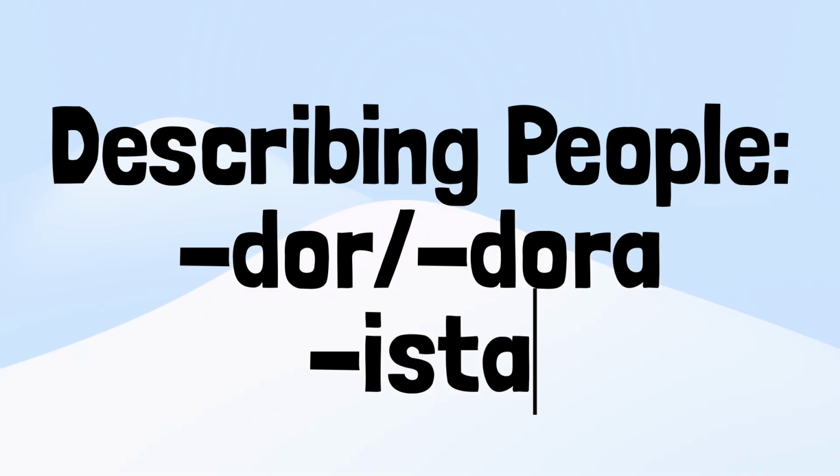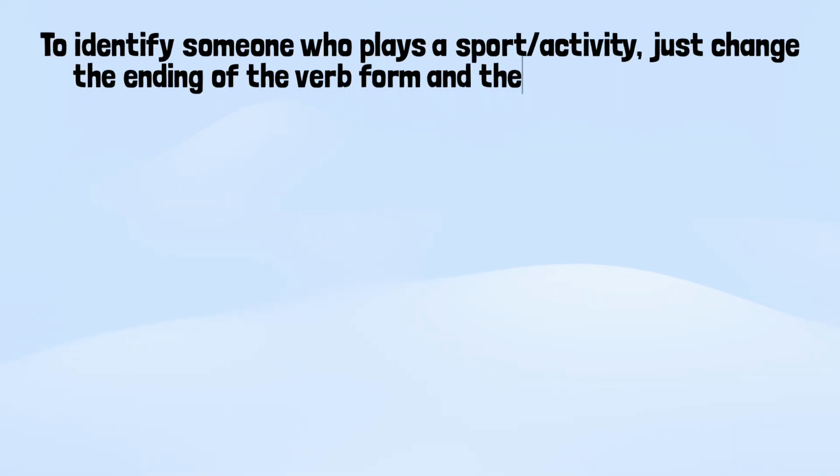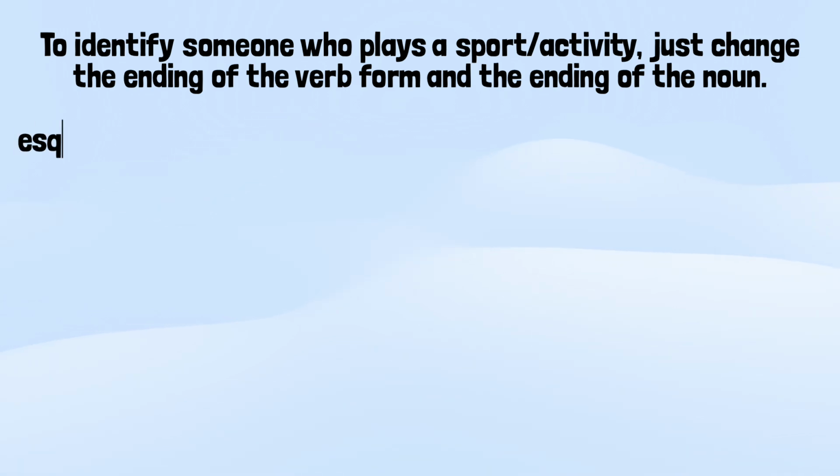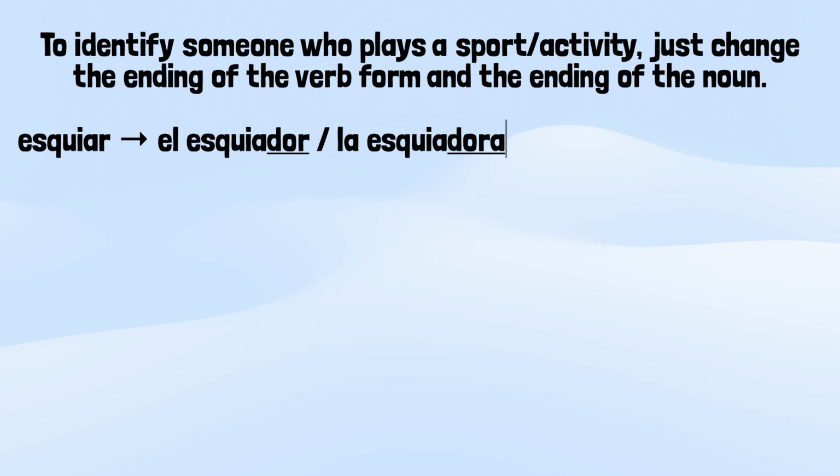Now referring to describing people with DOR versus DORA and ista. To identify someone who plays a sport or activity, just change the ending of the verb form and the ending of the noun. For example, esquiar becomes el esquiador or la esquiadora.